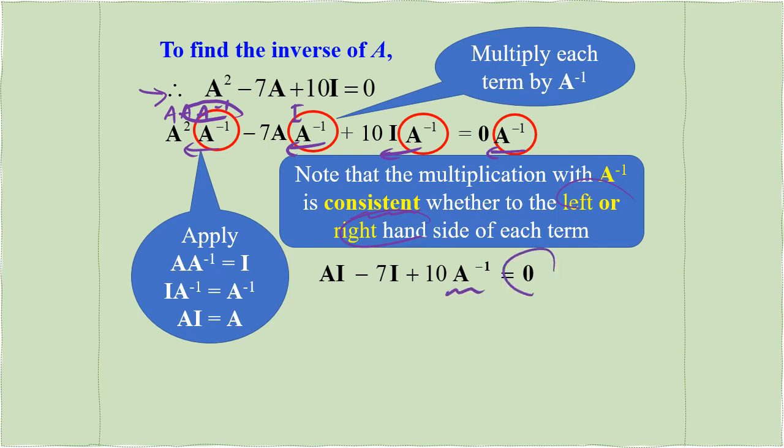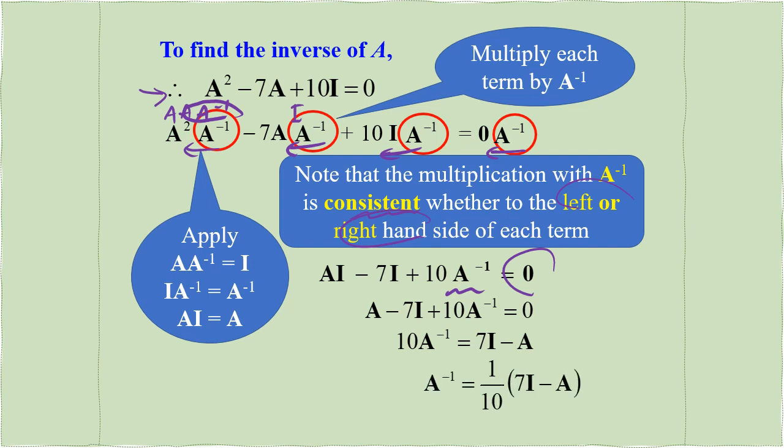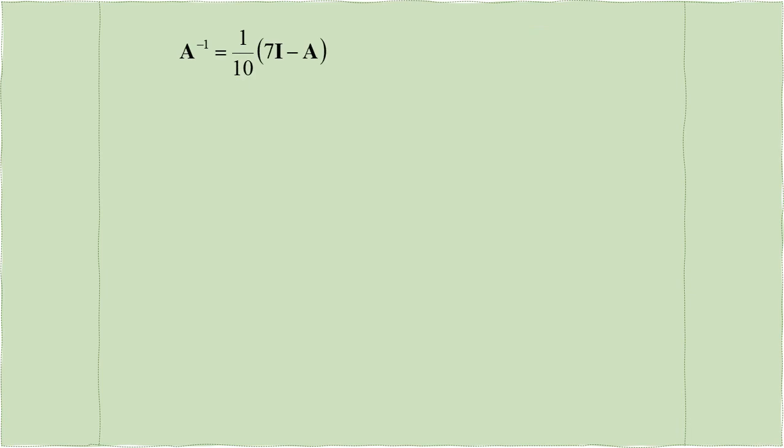The right side is always 0. So we have 10A inverse equal to 7I minus A. So A inverse is equal to 1 over 10 of 7I minus A. Now we can replace I with the identity matrix and matrix A into the equation to get A inverse. So what is A inverse?